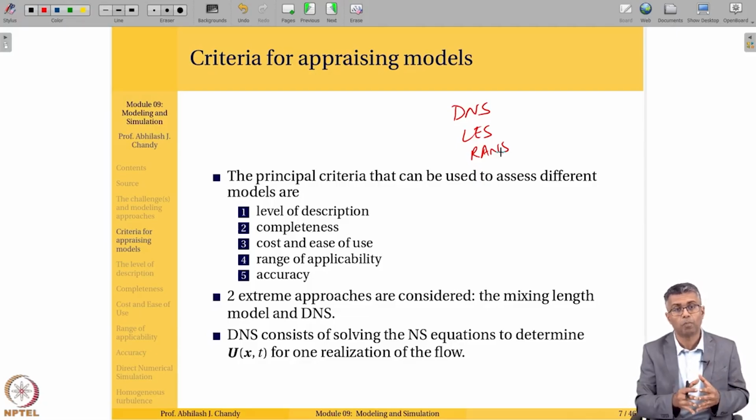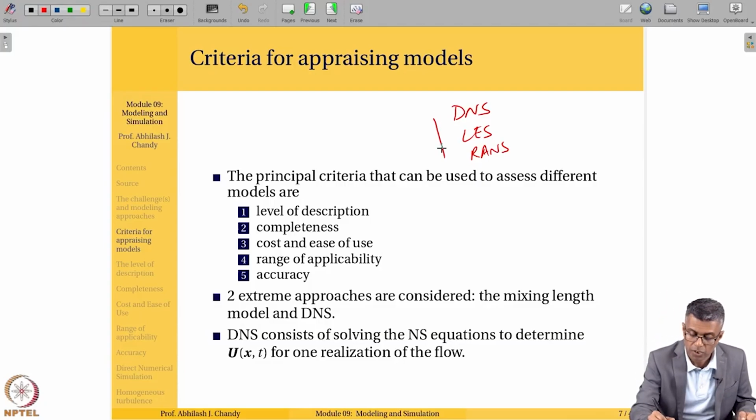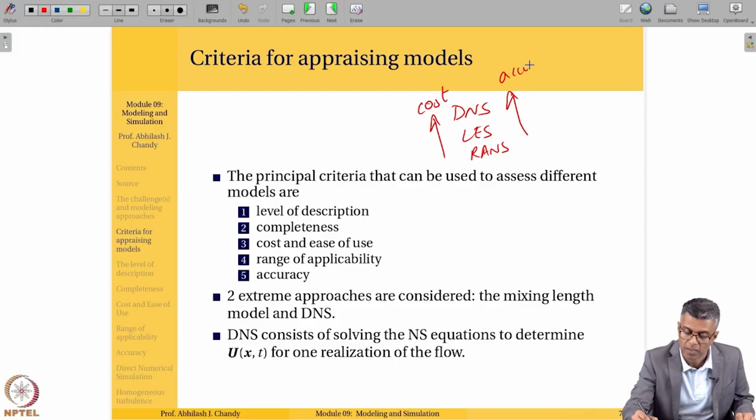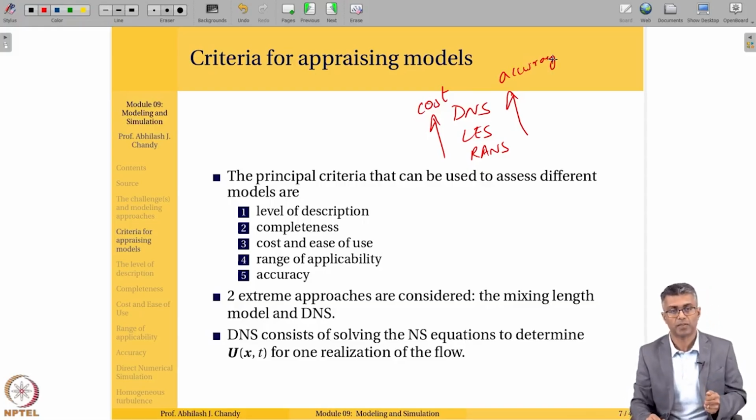RANS, on the other hand, models all length scales, because all it is doing is solving for the mean of the flow. It is solving for the Reynolds stresses. It is only solving for the mean of the flow, so it is modeling all the length scales. So it will be the least expensive and, as a result, the least accurate. The cost increases as you go from RANS to LES to DNS, and the accuracy also increases as you go from RANS to LES to DNS.